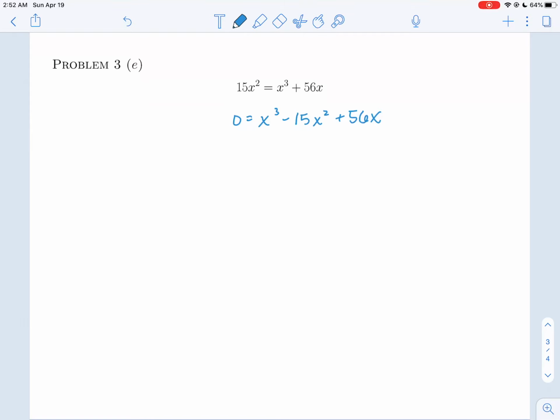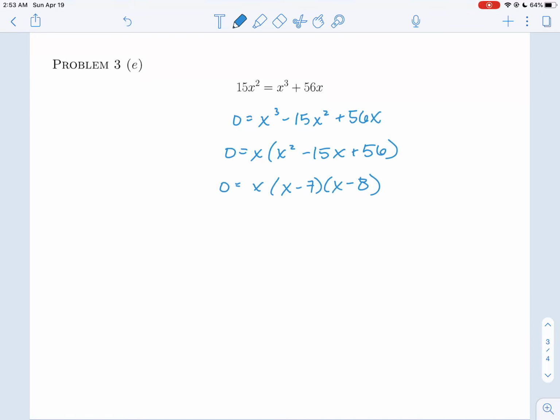So the first step, factoring, right? Pull out that greatest common factor. In this case, we can actually pull an x out of all the terms. So I'll have 0 is equal to x times the quantity x squared minus 15x plus 56. So to finish factoring this one, right, I'm looking for something that multiplies to 56 and adds to negative 15. In this case, we're going to end up with negative 7 and negative 8. So 0 is equal to x times x minus 7 times x minus 8.